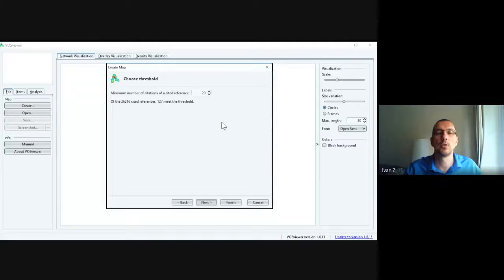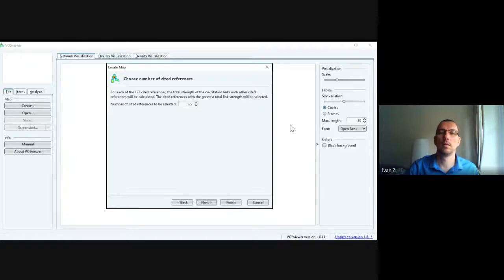You can choose various thresholds, so how many publications you will include in the analysis. If I choose only articles that were cited at least 20 times, I'll have 127. If I choose, for example, those cited at least 15 times, then I have almost 200. If I put the threshold even lower, I have more articles, right? So this is one of the decisions that you have to make. It's basically a trade-off between comprehensibility and, let's say, what is good for visualization. Let's say that we keep the threshold at 20.